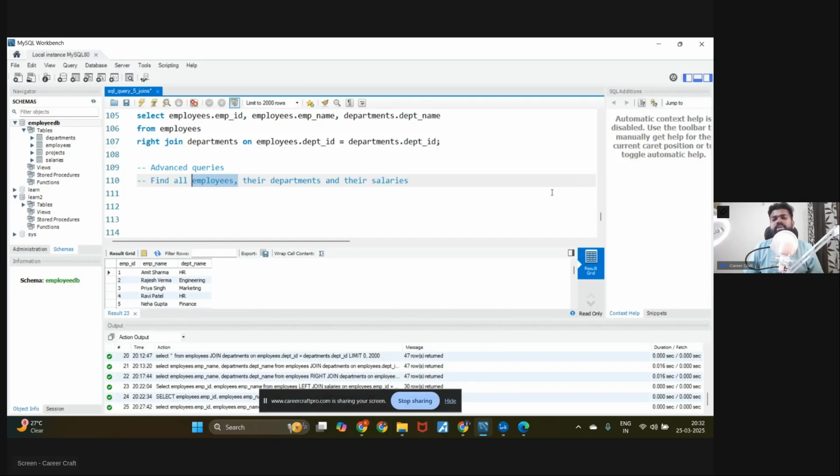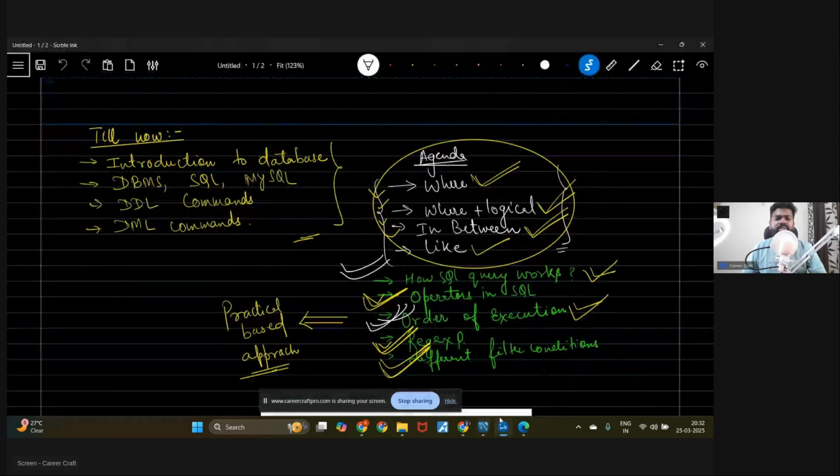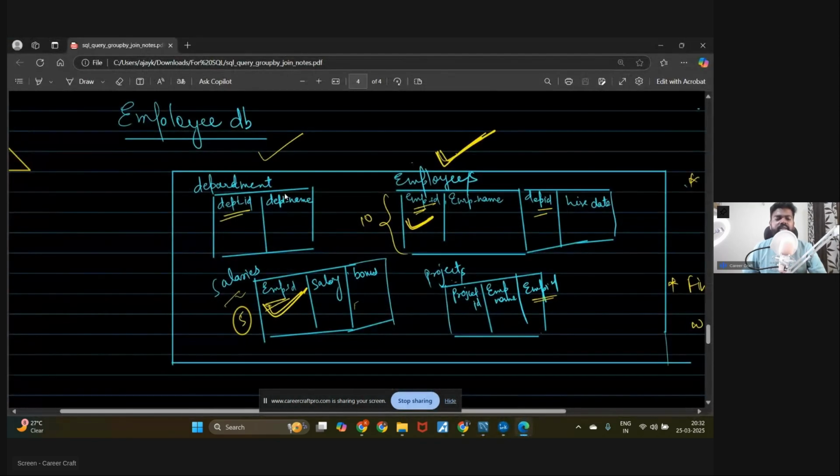Everyone did it. Should I write the query? It is simple, you have already seen this. We have department id here and department id here, so the common column is department id. In this case, employee id and employee id, the common column is employee id.